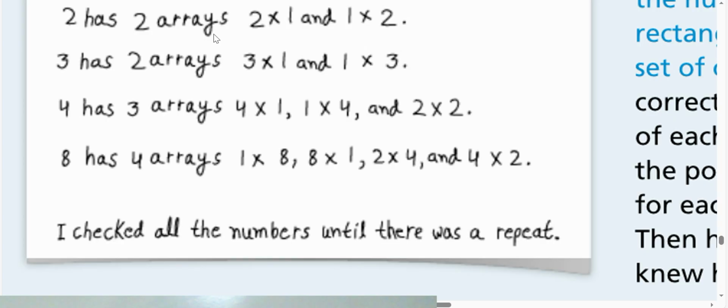We know 2 equals 2 times 1 or 1 times 2. 3 equals 3 times 1 and 1 times 3. 4 has 3 arrays: 4 times 1, 1 times 4, 2 times 2. 8 has 4 arrays: 1 times 8, 8 times 1, 2 times 4, 4 times 2. You can check all the numbers until there is a repeat. 2 and 3 we call relatively prime numbers. 2 is divided by itself and 1 only, so it has 2 factors. But 4 and 8 we call composite numbers because 4 can be divided by itself, 1, and 2. 8 can be divided by 1, itself, 2, and 4.